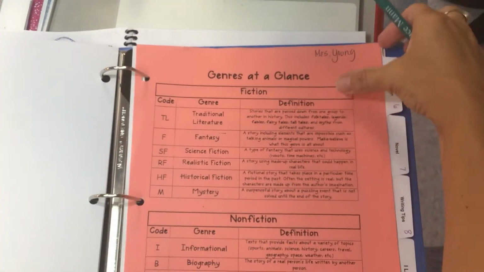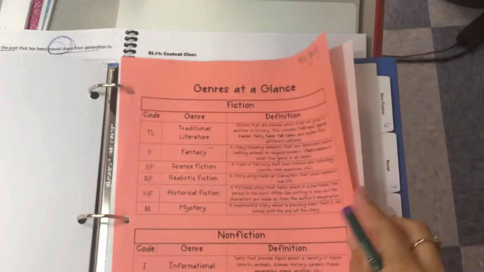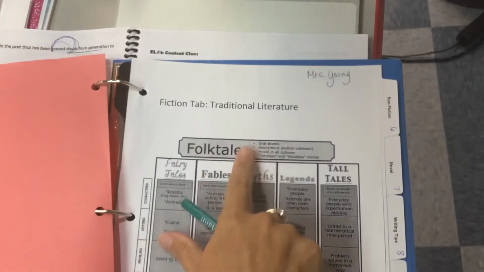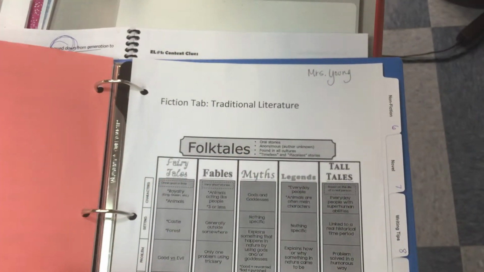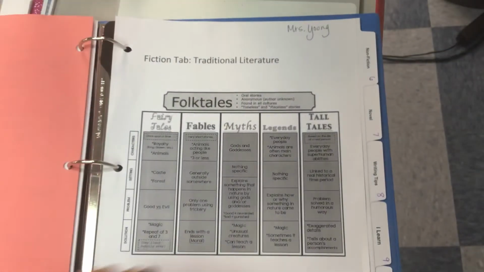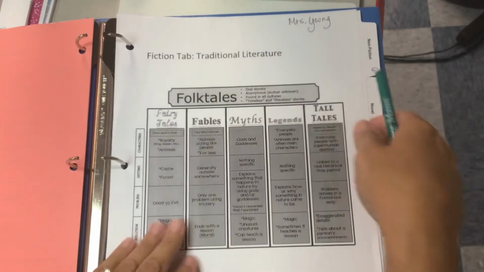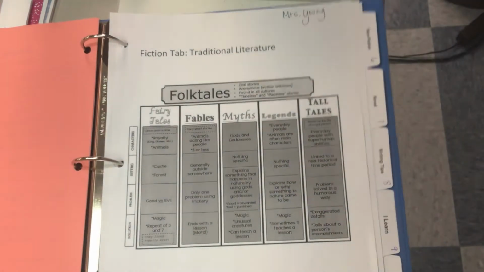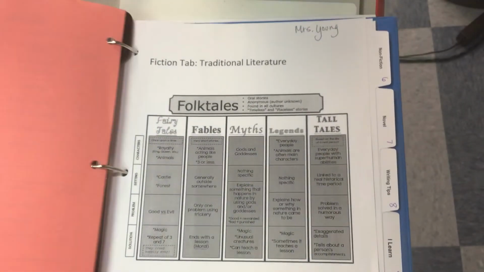Okay, take out your reading journal. The anchor charts that were found in your reading journal, the genres at a glance and fiction tab, traditional literature, you're going to place those in your binder behind tab 5, which is your fiction tab. So again, open up with the tab, place them in, close with the clips, and then lift it up and over.